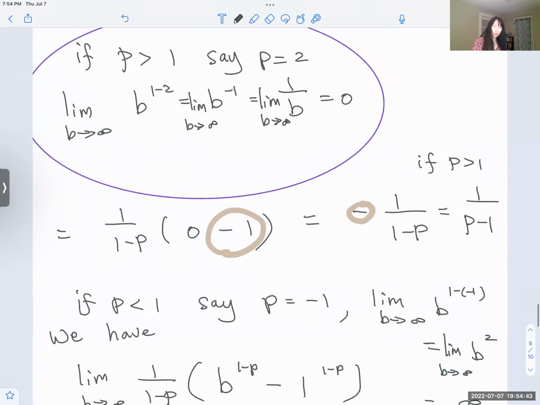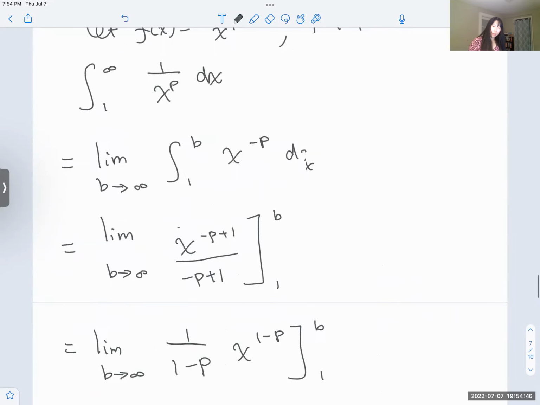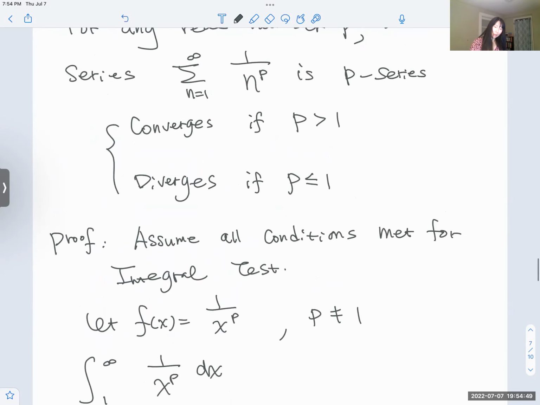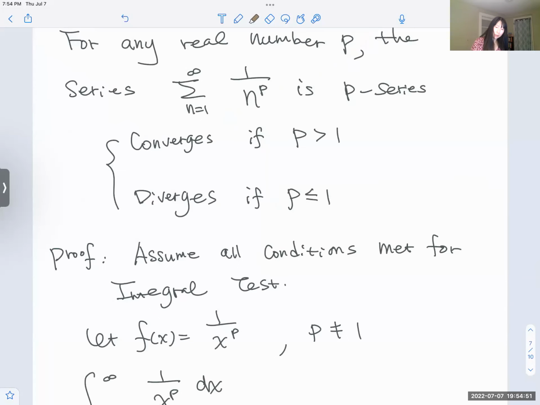Okay, so look, this is how we got the P series, a series with this form. We have to recognize it, because the P series is the easiest test. Check the p: if p is greater than 1, it converges. If p is less than or equal to 1, it diverges. Why equal to 1?